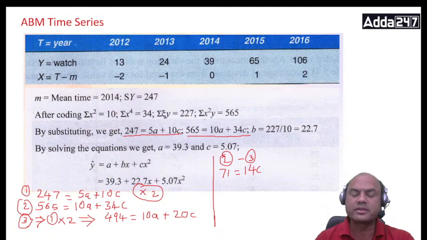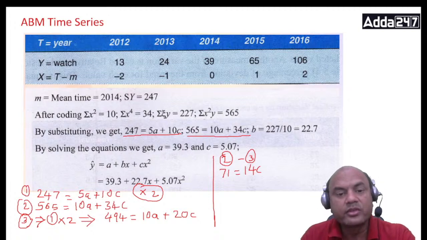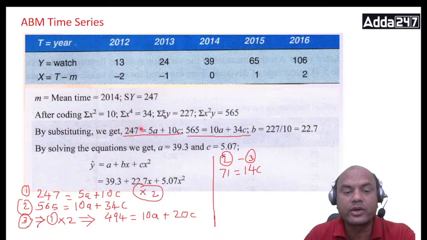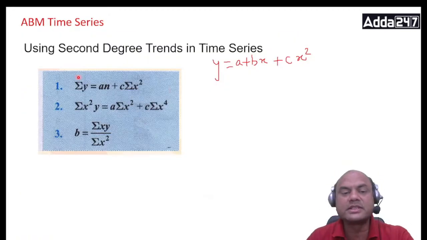Now you write the equation. y equals a plus bx plus cx square: 39.3 plus 22.7x plus 5.07 into x square. That is your final answer. This is what is required. In the exam, they will ask you this question. Second degree equations are nowadays asked many times. You have to remember just these three formulae.